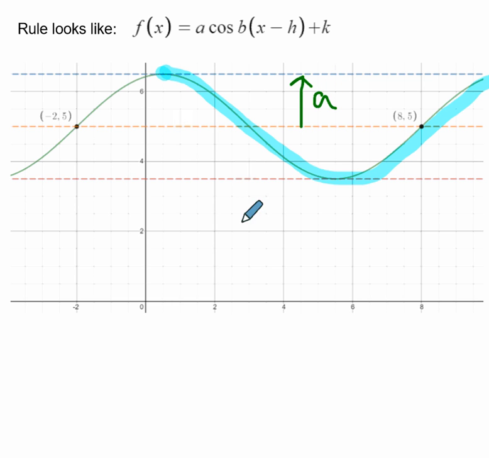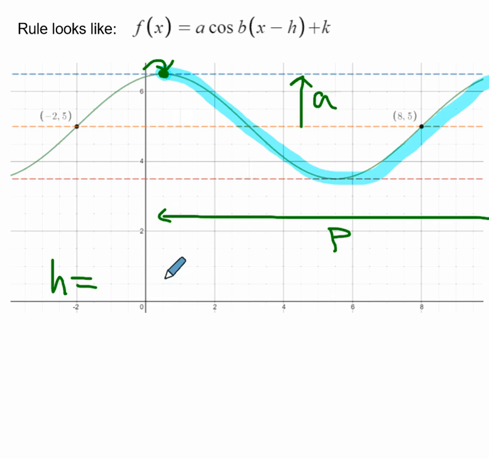B is still the same because the period is the same, from here to where it repeats is the same period. H is going to be different because usually our top point is at 0 and now it's here. So the H is the only thing that will be different. We have to figure out what is this value here. So you know that this is 2, halfway would be 1, and halfway again would be 0.5. So our h is going to be 0.5. And k is still the orange dotted line here, so k is still the same.